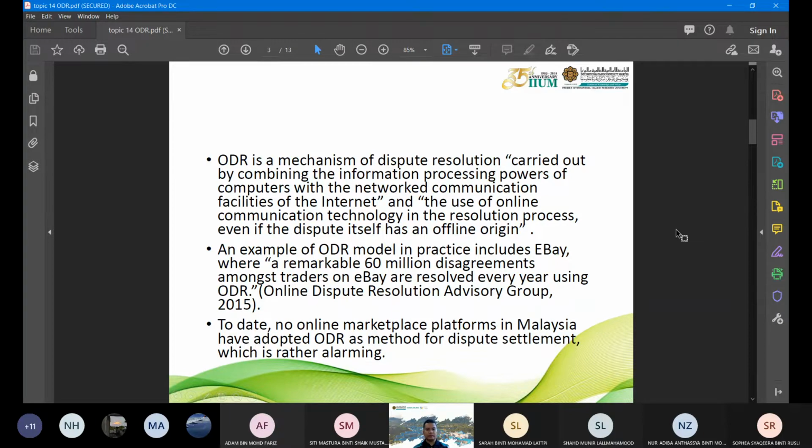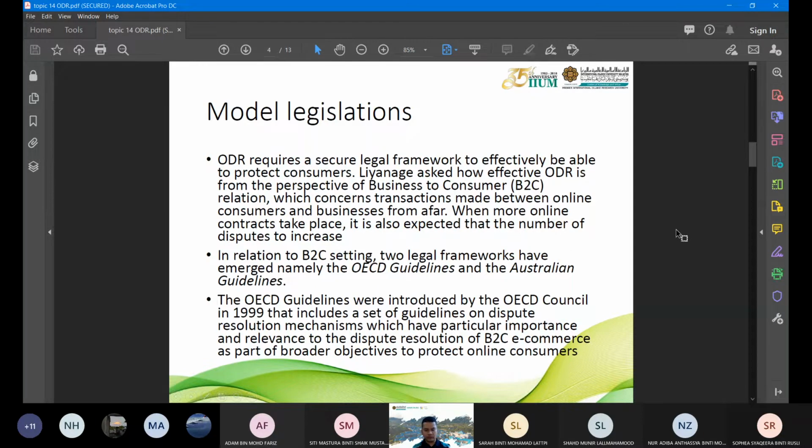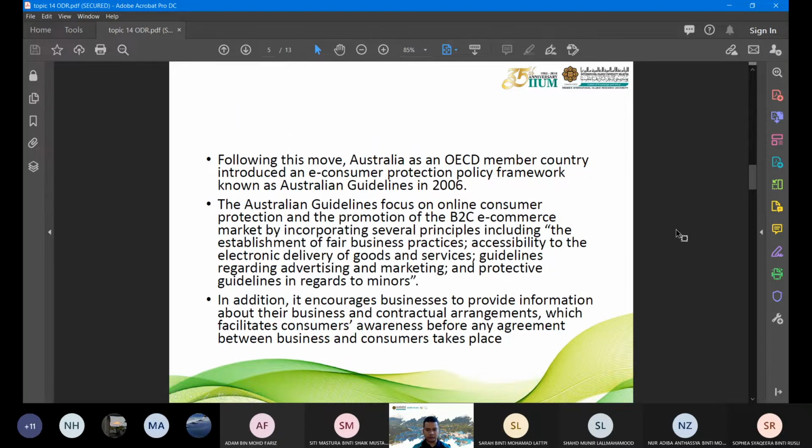Okay, I don't want to talk about these two model legislations. You can just check them out briefly. From the OECD, there are two models developed to ensure fair business practice. These are the models for ODR. This is basically just a guideline.